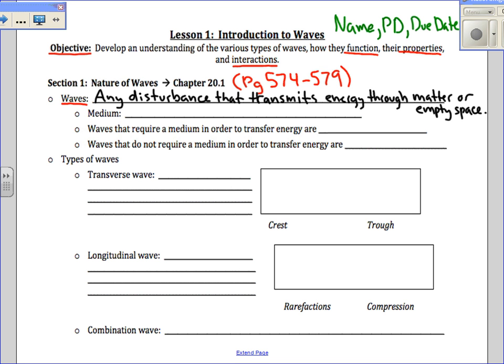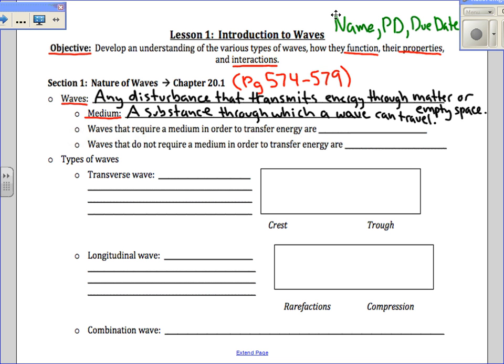Okay, now mediums are what a wave travels through. Okay, this is the substance through which a wave can travel. So a medium is a substance through which a wave can travel. And this can include water, air, solid liquids, or gases.